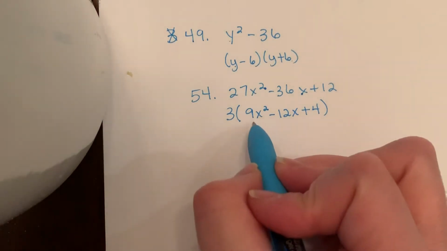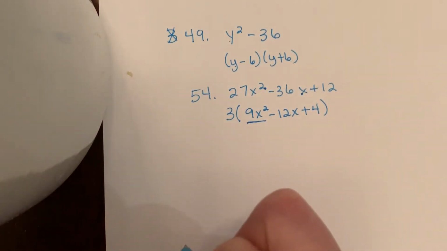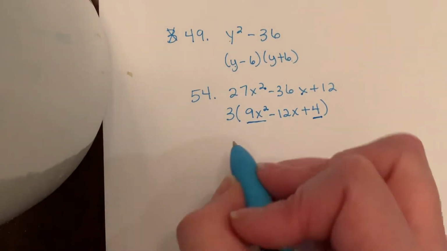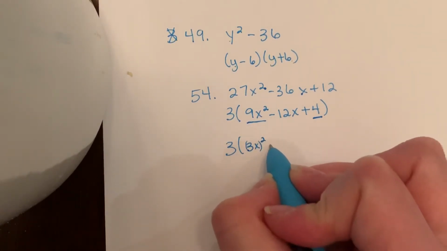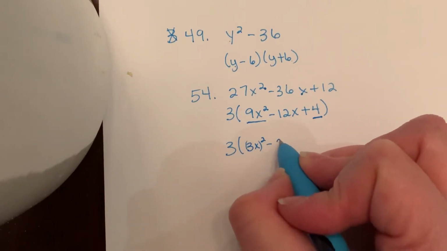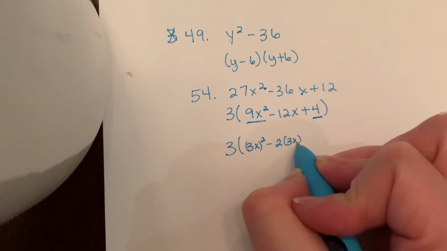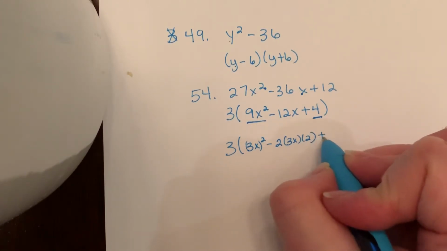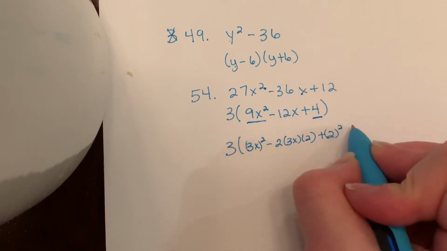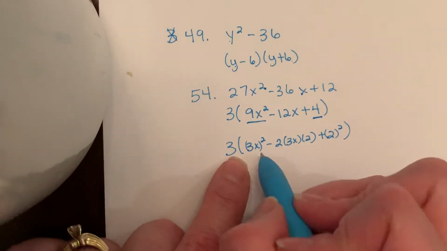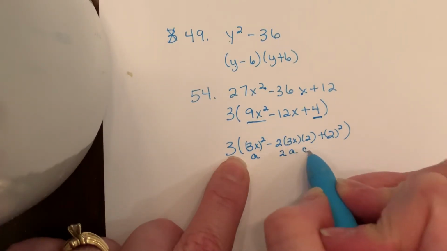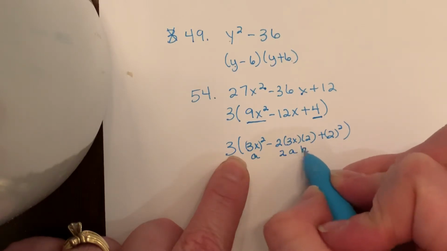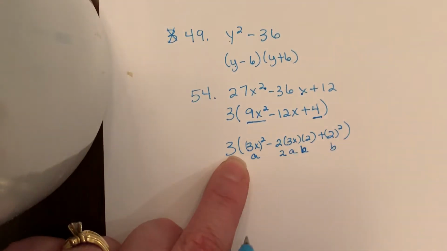Immediately, I notice that I have a perfect square here and a perfect square here. So I'm going to rewrite this. I'm going to write this as 3x squared minus 2 times 3x times 2, and then write this one as 2 squared. So basically I'm showing this is my A squared, this is my 2 times A times B, I'm sorry, and this is my B squared, all right?